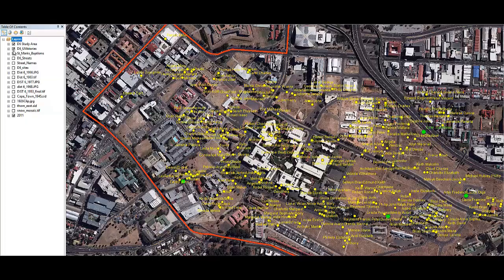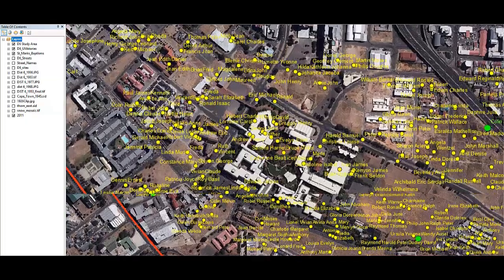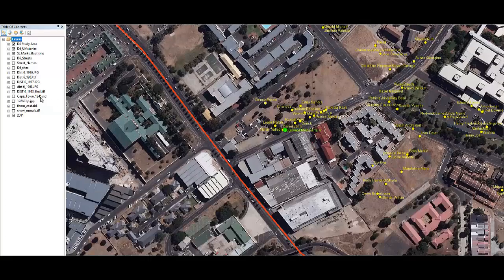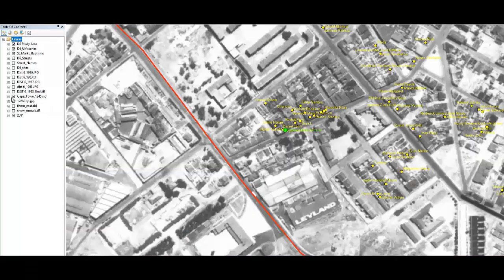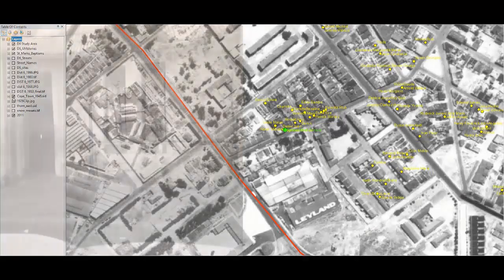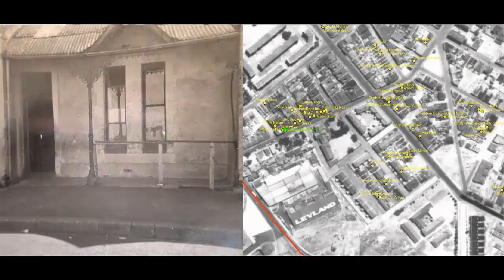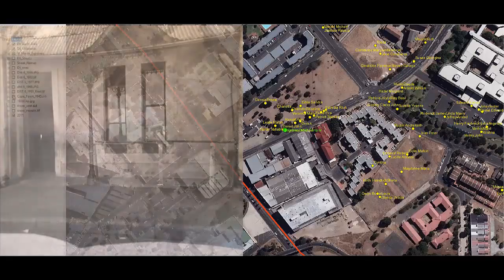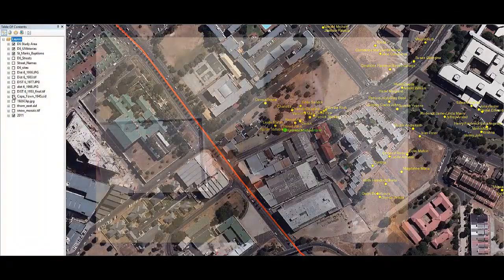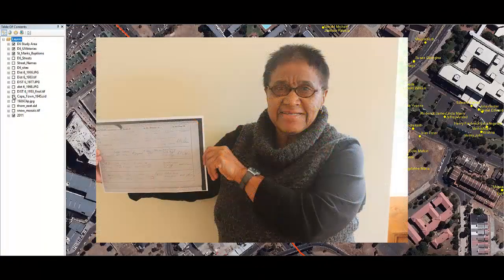Every one of these babies were uprooted from their homes and were forced to move. This big green dot is Esther Cottle, who was one of the babies baptized in 1942. She lived at 70 de Villiers Street in this house, which was demolished. Here is a picture of Esther today. She is holding up her baptismal record in St. Mark's Church.